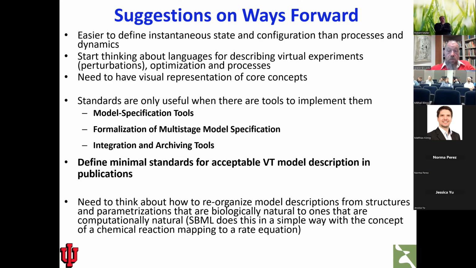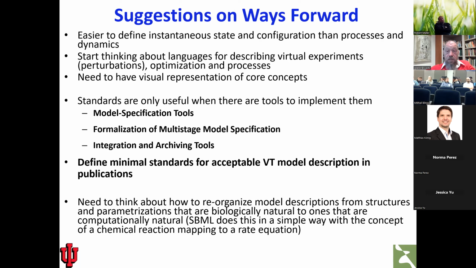And I think that something we do have to address as we move between abstraction levels is how to reorganize model descriptions from models and parameterizations that are biologically natural to ones that are computable. This issue, for example, of identity and boundary crossing: it's very natural to have fuzzy boundaries in biological and conceptual models. We can't have that when we get to the computational level. How do we do this kind of transition in a way that's not too traumatic and not too complicated?